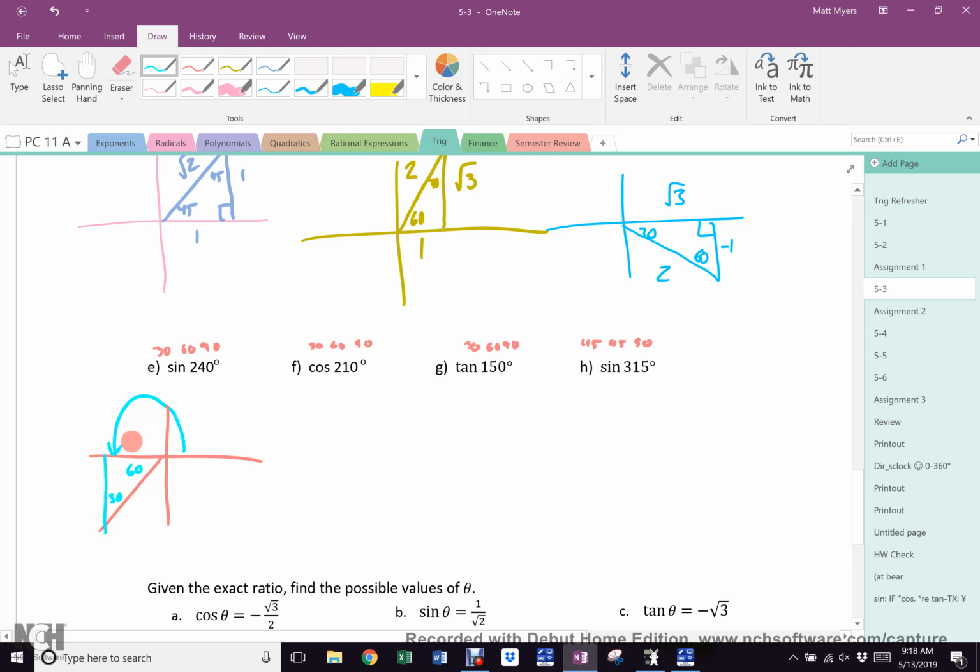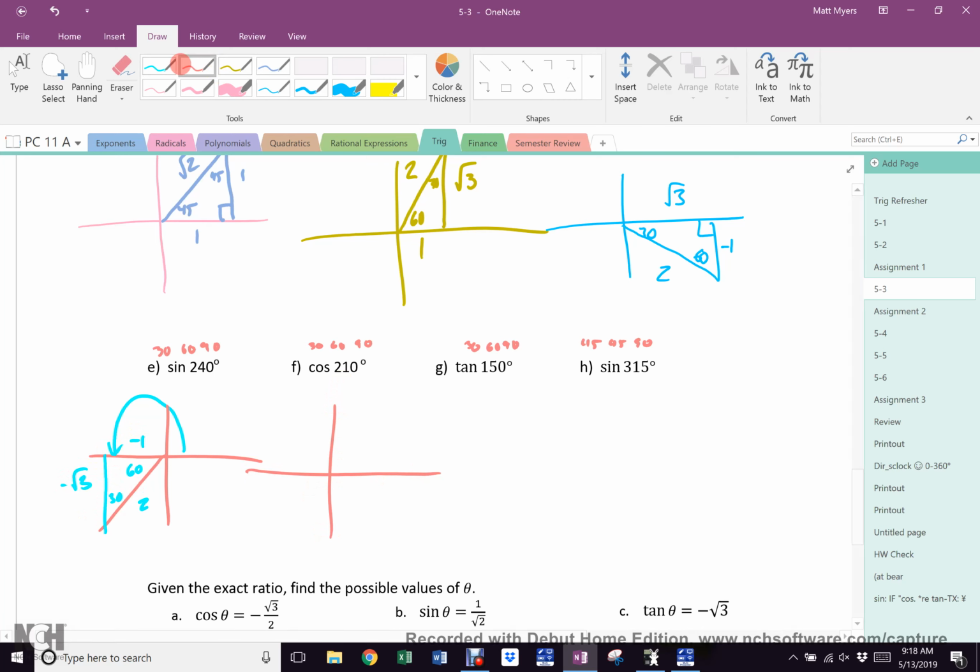What kind of 1? -1, which makes the hypotenuse automatically what? +2, because the hypotenuse is always positive. What does that make this leg? -√3, and then you could do SOHCAHTOA. This one.